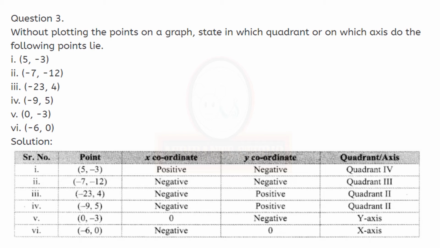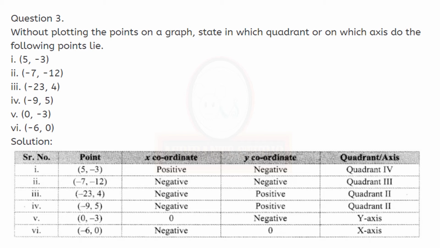If you take the point 5, minus 3, x coordinate is positive and y coordinate is negative. So if x coordinate is positive and y coordinate is negative, the point lies in the fourth quadrant. Coming to the next one, minus 7, minus 12. X coordinate is negative and y coordinate is also negative. So the point lies in the third quadrant.